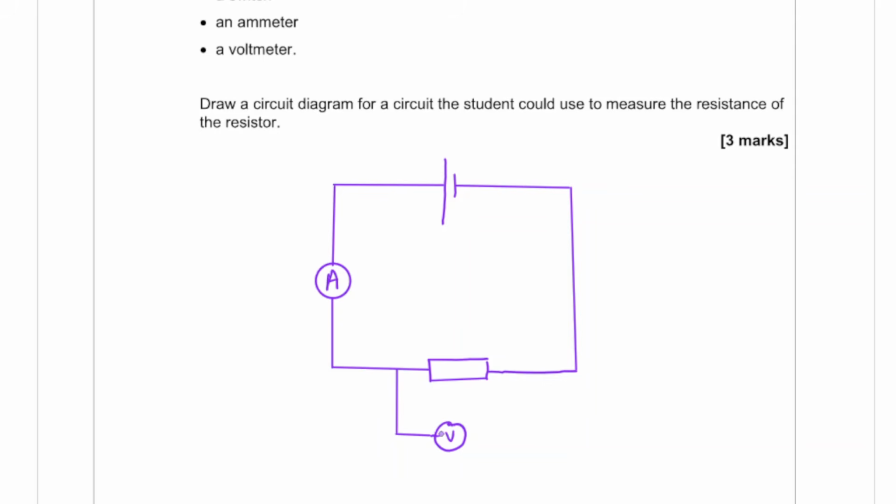Now you need to make sure that all the lines are connected and there are no gaps in the lines in the circuit. So we have the cell, ammeter, you don't have to label it, resistor, and the voltmeter.